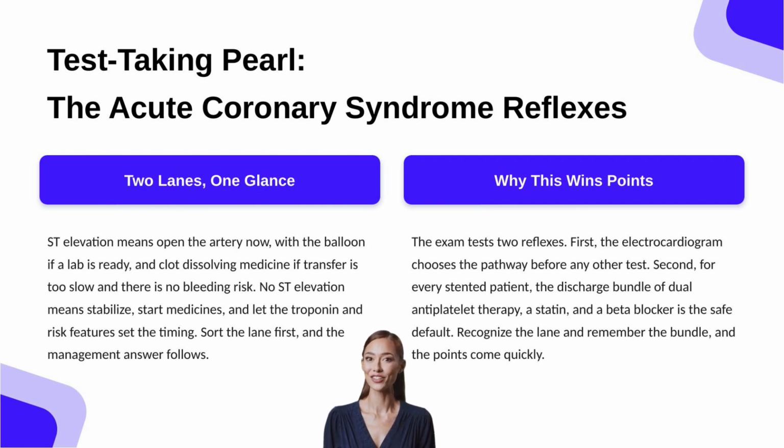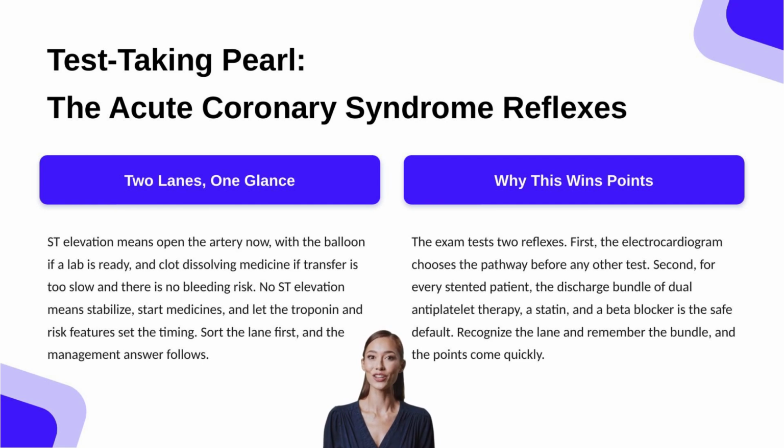No ST elevation means stabilize the patient. Start the medicines and let the troponin and the risk features set your timing. Sort the lane first, and the management answer follows almost on its own. Why does this win points? Because the exam tests 2 reflexes over and over.